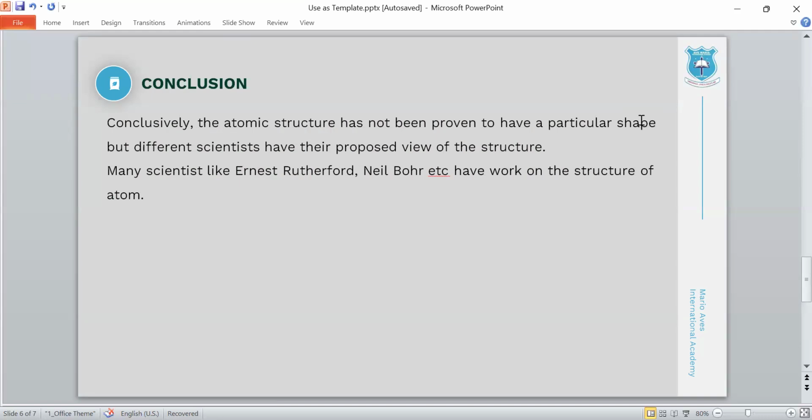In conclusion, I wrote here conclusively, the atomic structure has not been proven to have a particular shape, but different scientists have their proposed view of the structure. Many scientists like Ernest Rutherford, Niels Bohr, etc. have worked on the structure of atom. I explained here that other scientists, just like I mentioned, a few of them, Ernest Rutherford, Niels Bohr, and other persons have their structure of atom, how they see atom.